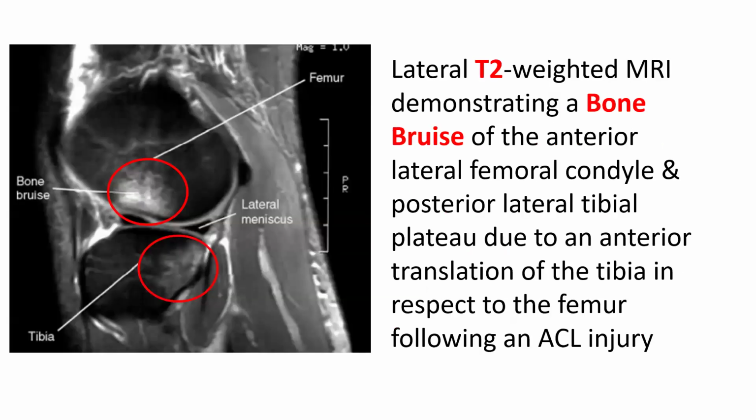Let's look at this. This is a lateral view of the knee, and it is a T2 weighted image in MRI. It demonstrates a bone bruise of the anterolateral femoral condyle and the posterolateral plateau due to an anterior translation of the tibia with respect to the femur following an ACL injury. Meaning that the posterolateral component of the tibia impacts on the lateral femoral condyle. It gives you this edema, and you say, my dear, you have an ACL injury. So be careful of this.